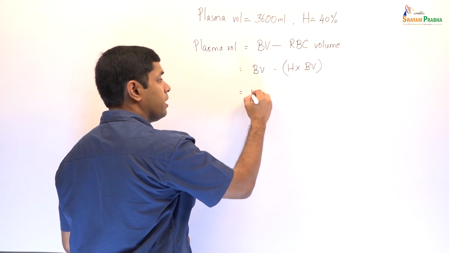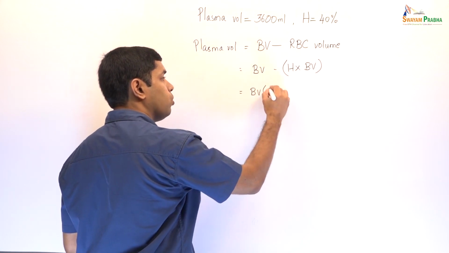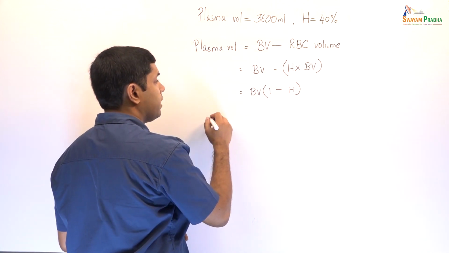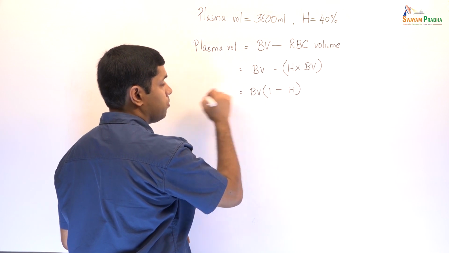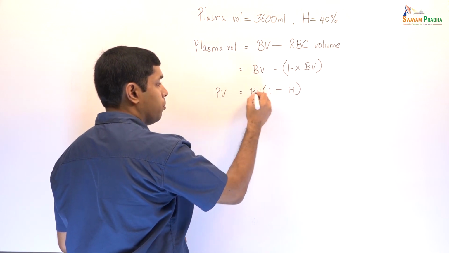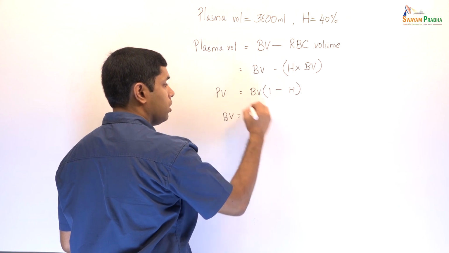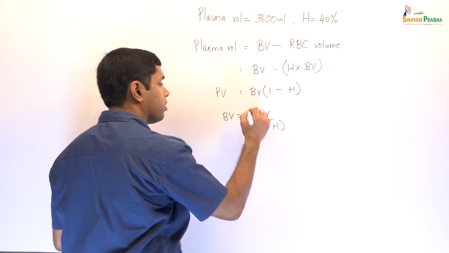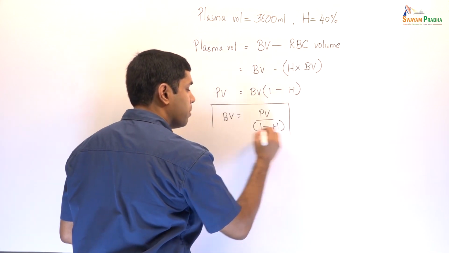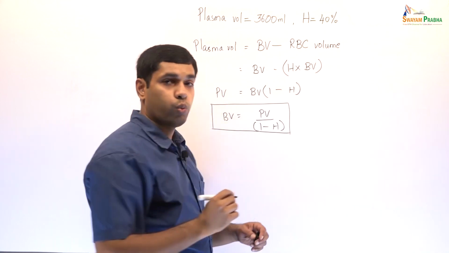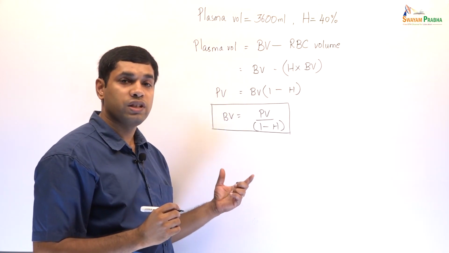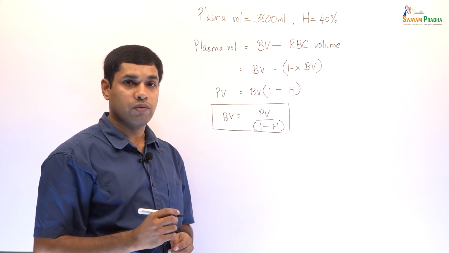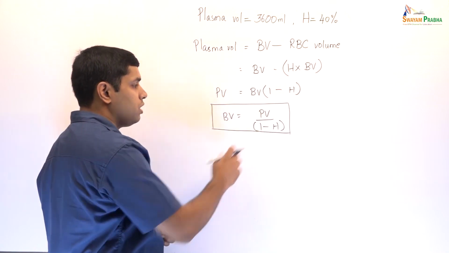So now we'll simplify that. Plasma volume is equal to blood volume times 1 minus hematocrit. So therefore we get the equation: blood volume is equal to plasma volume divided by 1 minus hematocrit. And this is the equation that was mentioned in the tabular column when we talked about measurement of blood volume, and we said that you could either do it directly or you could do it indirectly by measuring plasma volume, and if you know the hematocrit.